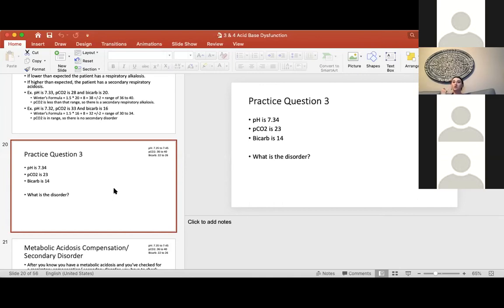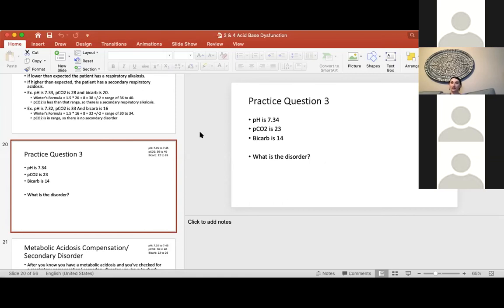Okay, so if we use Winter's formula, first we look and see that our pH is low, so we have acidosis. Our CO2 is low and our bicarb is low. Since our bicarb is low, that means it's an acidosis, so it's a metabolic acidosis. Now we're going to use Winter's formula.